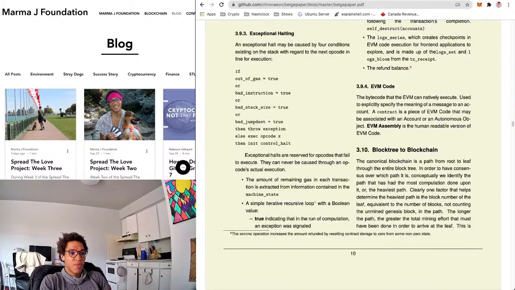The canonical blockchain is a path from root to leaf through the entire block tree. In order to have consensus over which path it is, conceptually we identify the path that has had the most computation done upon it, or the heaviest path. Clearly, one factor that helps determine the heaviest path is the block number of the leaf, equivalent to the number of blocks, not counting the unmined genesis block, in the path. The longer the path, the greater total mining effort that must have been done in order to reroute the leaf.